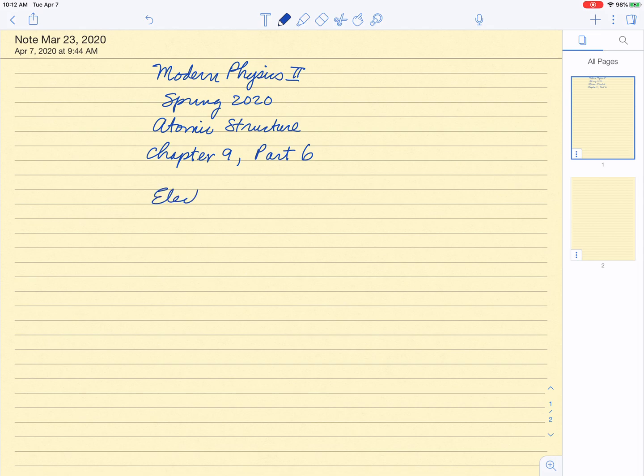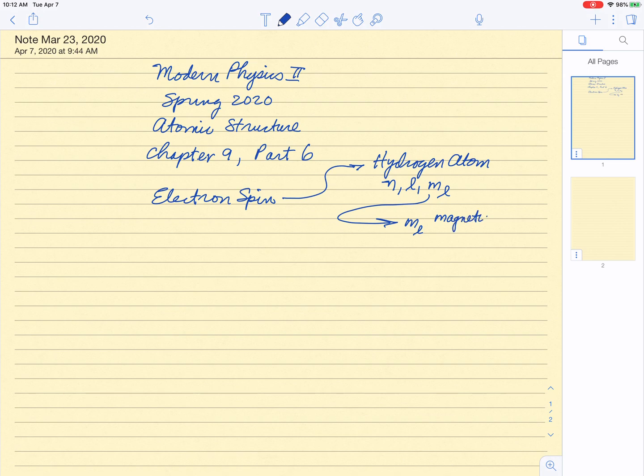So in this discussion, we're going to be talking about electron spin. And I want you to recall that when we looked at the hydrogen atom, from that theory, we got three quantum numbers, n, l, and m sub l. In this chapter, we discussed how m sub l was responsible for generating an orbital magnetic moment, right?